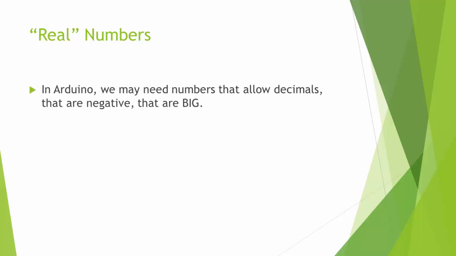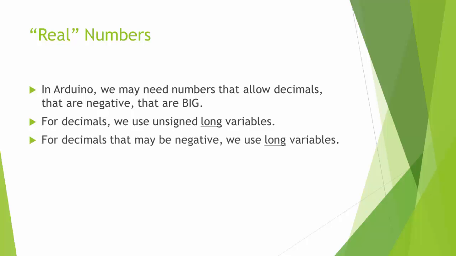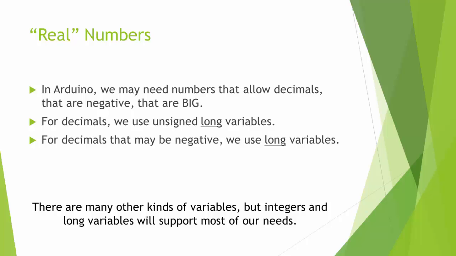Now, in contrast, we can have real numbers that have decimals and negatives and things like that. For decimals where we don't need to worry about negatives, we can use an unsigned long variable. For decimals that might be negative, we can use just the long variable type. There are other kinds, but we'll figure out when we need those as we go along and get better at programming.